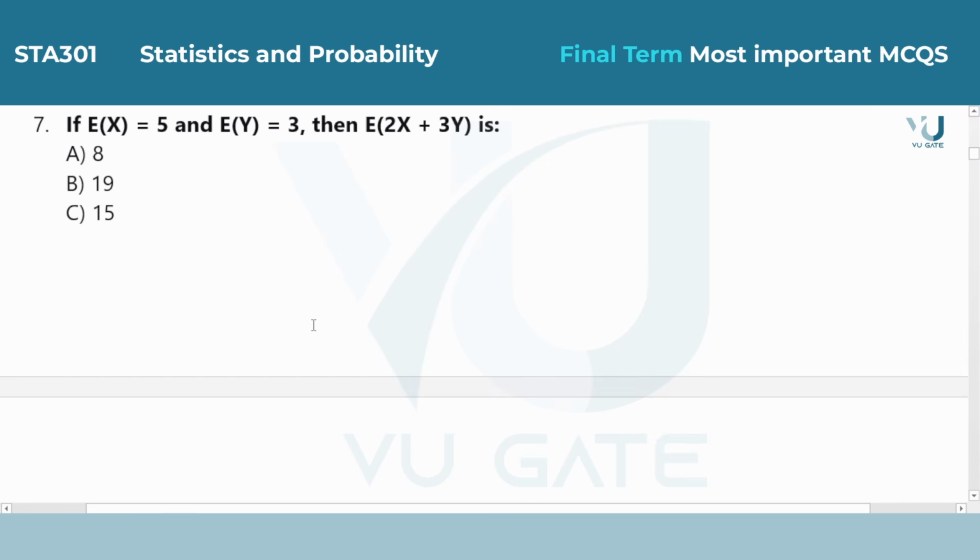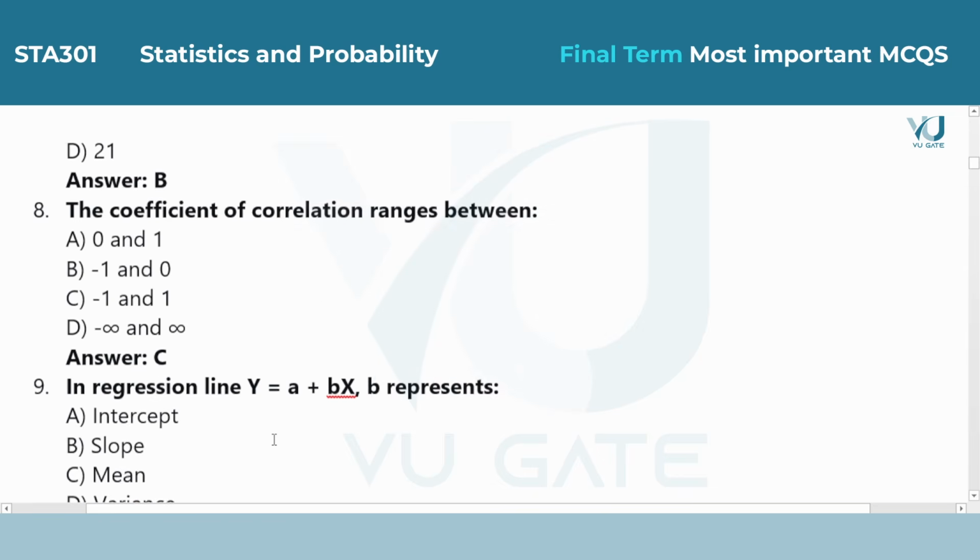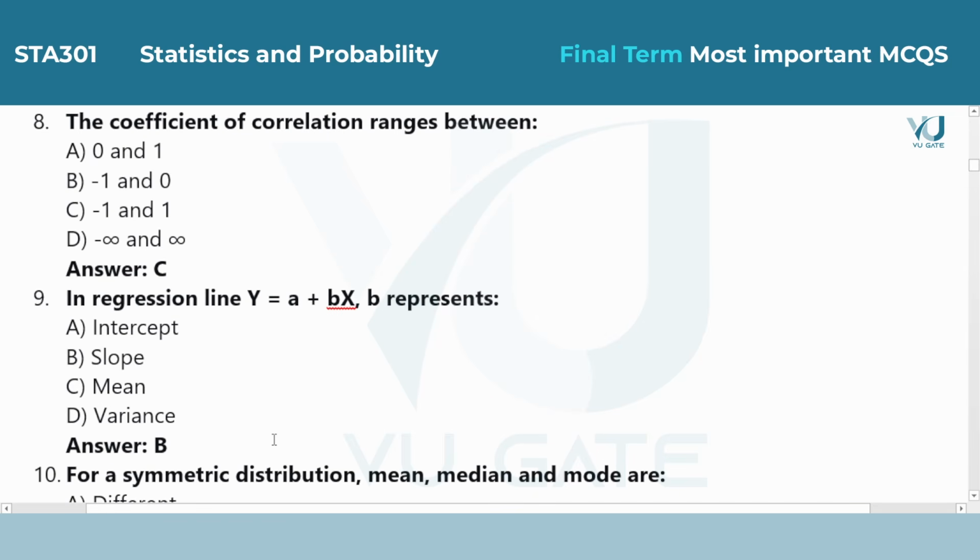Question: if E of x equals 5 and E of y equals 3, then E of 2x plus 3y is? Answer: B. 19. Explanation: using the rules of expected value, this is calculated as 2 times 5 plus 3 times 3, which equals 19. Question: the coefficient of correlation ranges between?